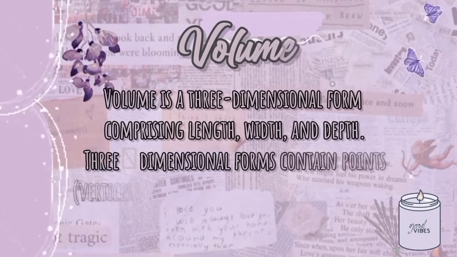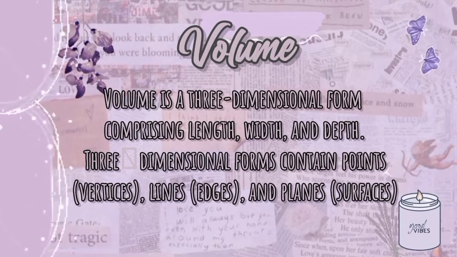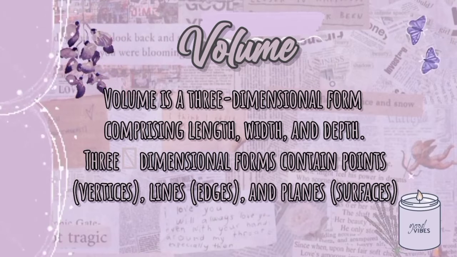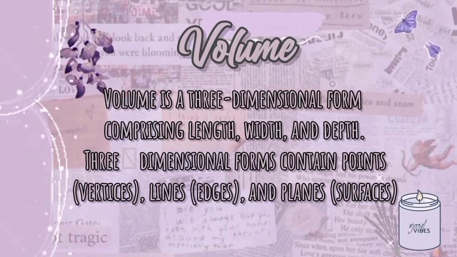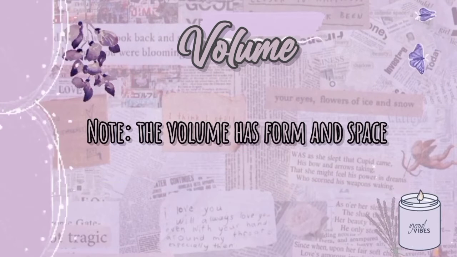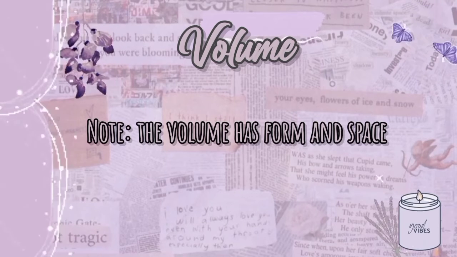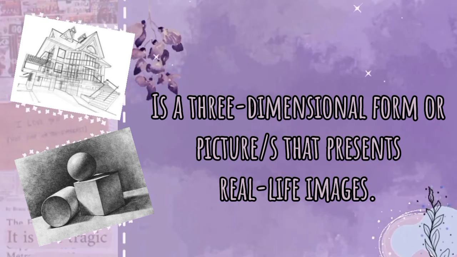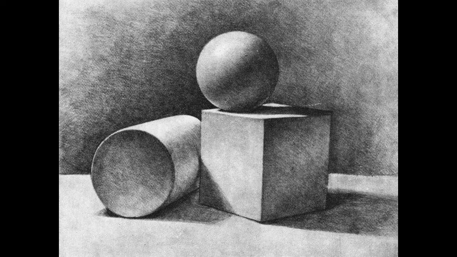Lastly, we have the volume. Volume is a three-dimensional form comprising length, width, and depth. Three-dimensional forms contain points, lines or edges, and planes or surfaces. Always remember that the volume consists of form and space. Hence, volume is a three-dimensional form or picture that presents realistic images to its viewers.